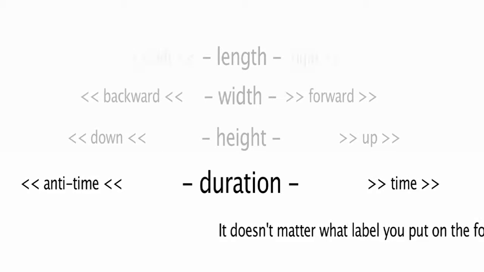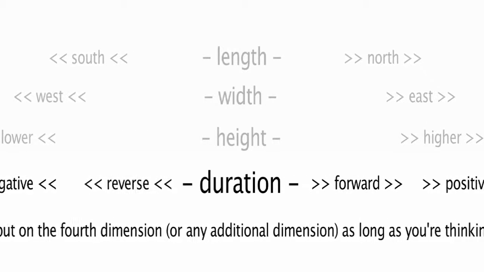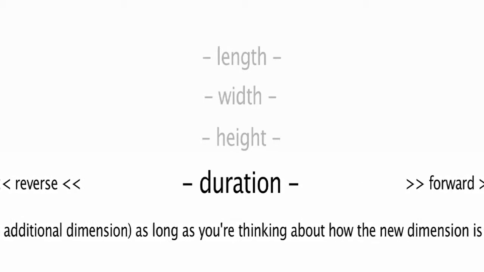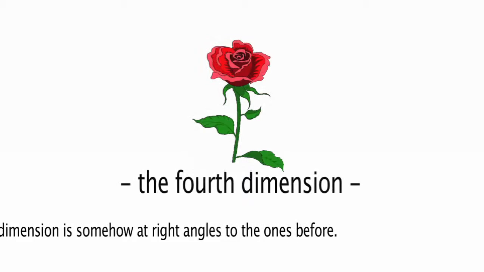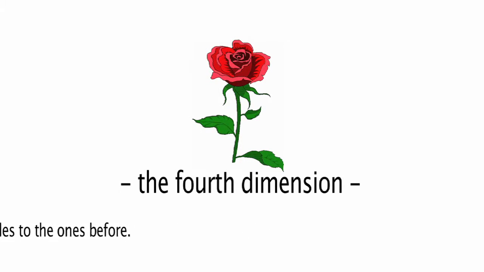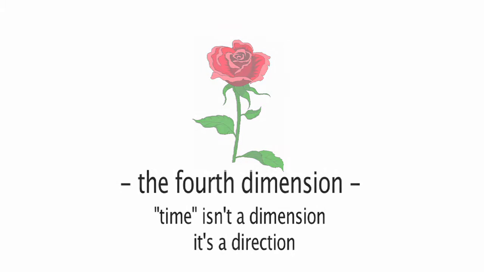Let me say this again. It doesn't matter what label you put on the fourth dimension, or any additional dimension, as long as you're thinking about how the new dimension is somehow at right angles to the ones before. A rose by any other name still smells as sweet, to paraphrase Mr. Shakespeare. So, time is not really a dimension, but no matter what dimension you're examining, the direction of time is a word we can use for tracking change from state to state.